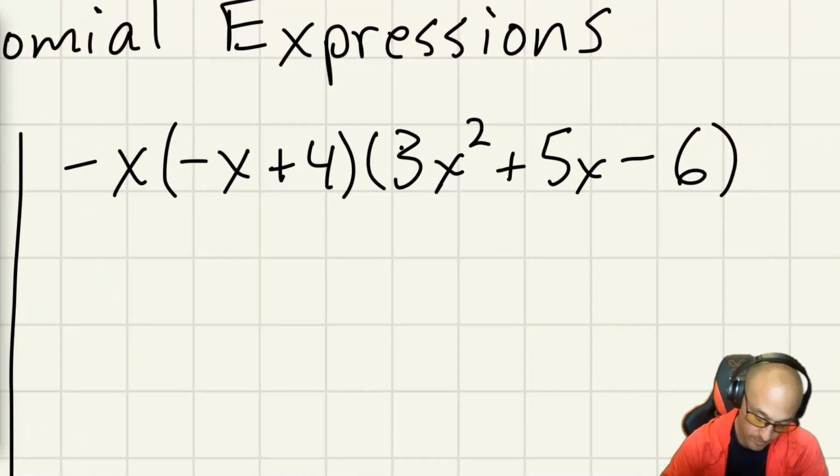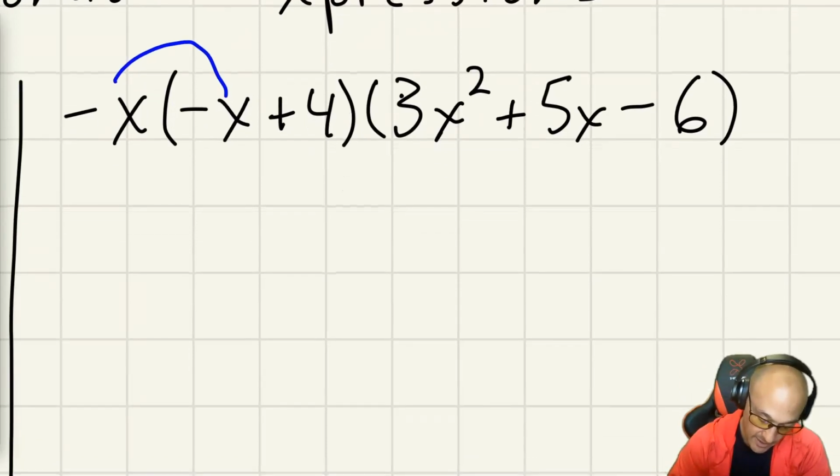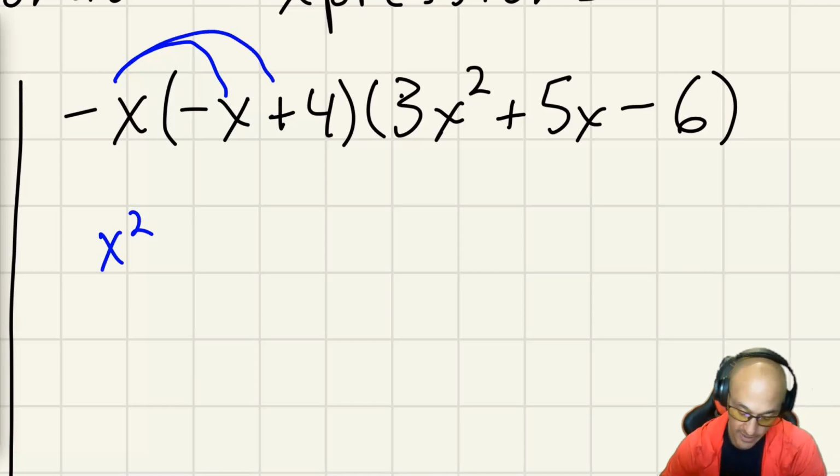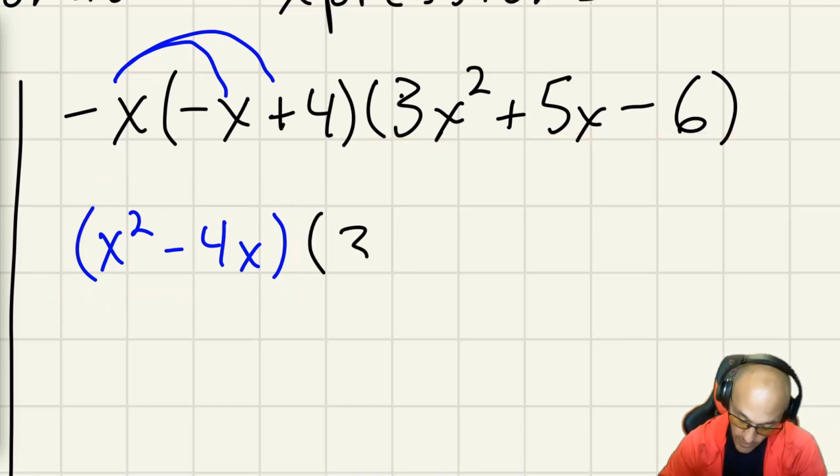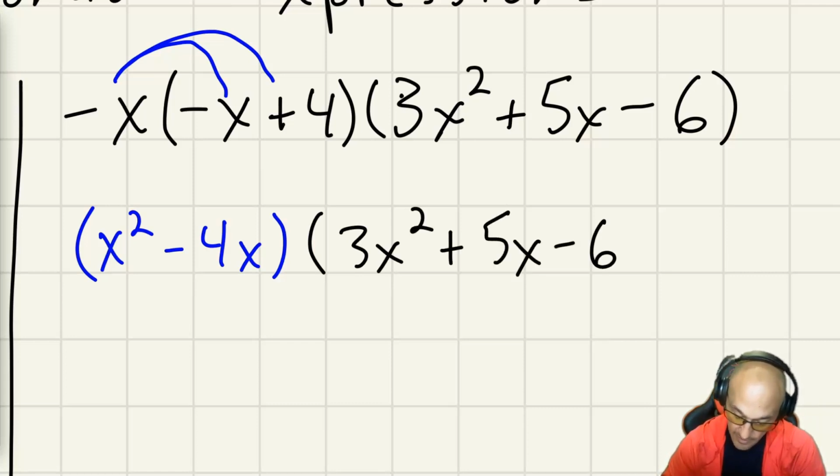So step 1, multiplying this -x by -x is a positive x squared. Negative x times negative 4 is negative 4x. Making sure to put it in parentheses so we multiply the entire result by our trinomial, 3x squared plus 5x minus 6.